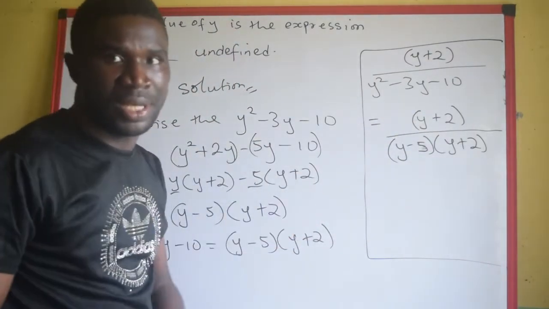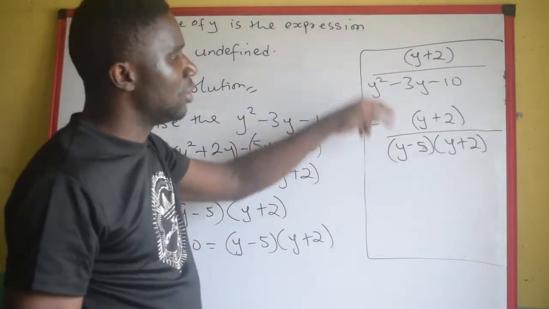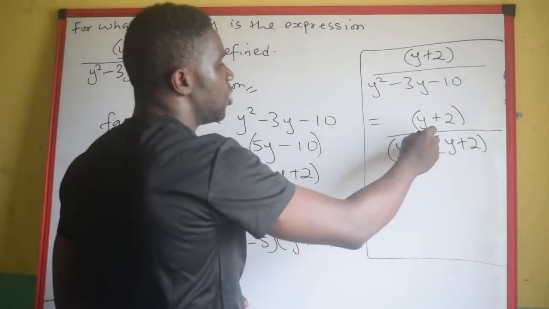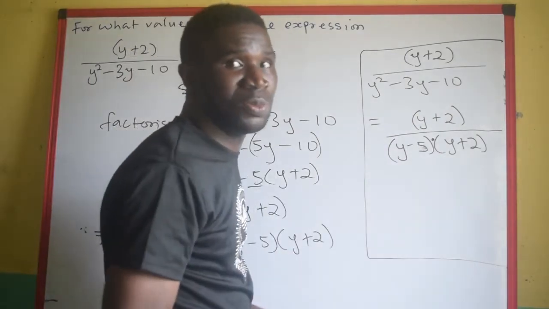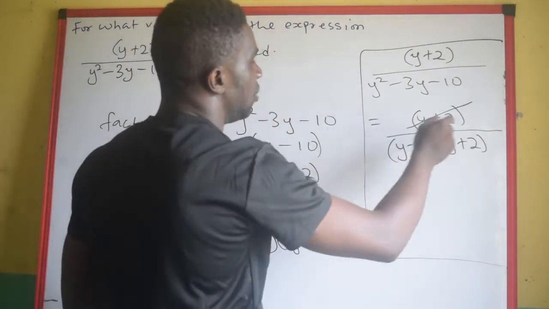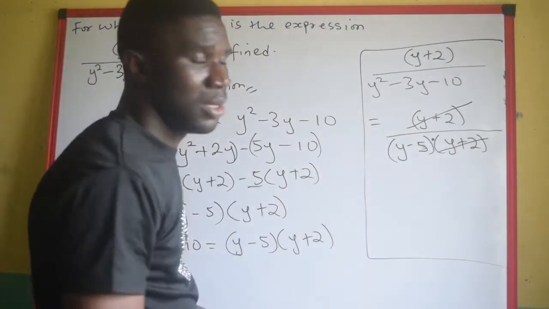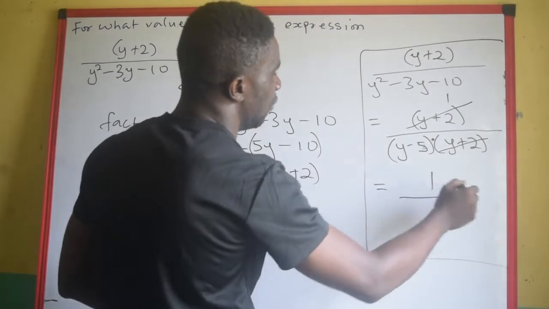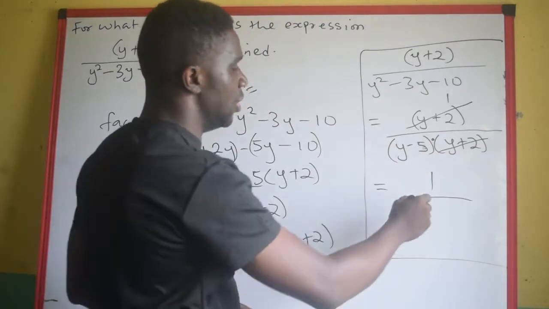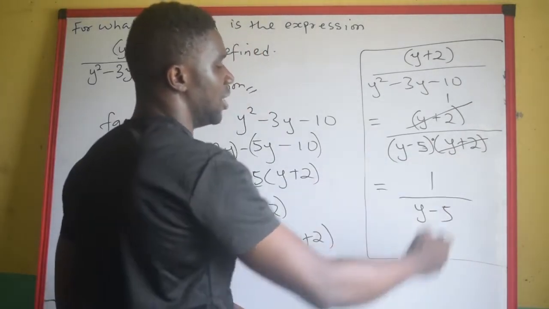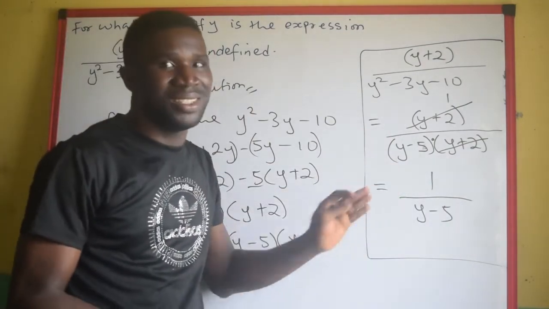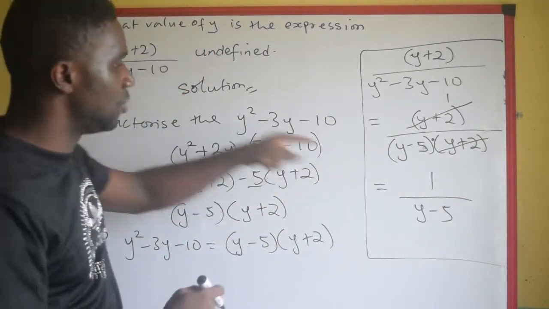So if we get something like this, since these two are the same because we have factorized, there is multiplication going on here. Since there is multiplication, we can cancel this and cancel this. They are the same. When we do that, we now get 1 over what is left at the denominator, which is y minus 5. This one has been cancelled. So this is what is left.